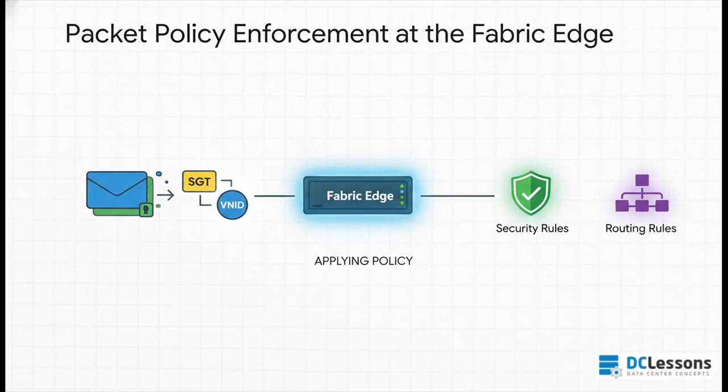So when the fabric edge switch gets this thing, it just rips open the envelope, reads that SGT badge, and knows exactly what to do: which security rules to apply, which routing table to use. It's consistent, automated policy enforcement everywhere.